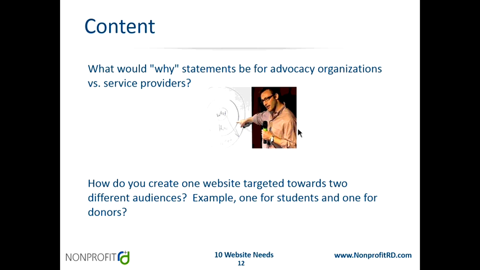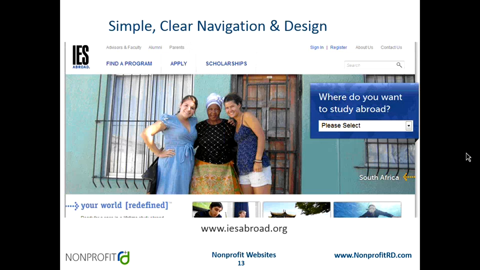The other question we had was, how do you create one website targeted towards two different audiences, for example, one for students and one for donors? And that is a great question, and we actually did address this a little bit, but maybe I wasn't as clear or as pointed in my critique of that. And so what I'll do is I'll bring up an example we used in the last webinar, and that was IES Abroad, an organization that does study abroad programs for young folks, and they go out there and they do a couple of cool things.